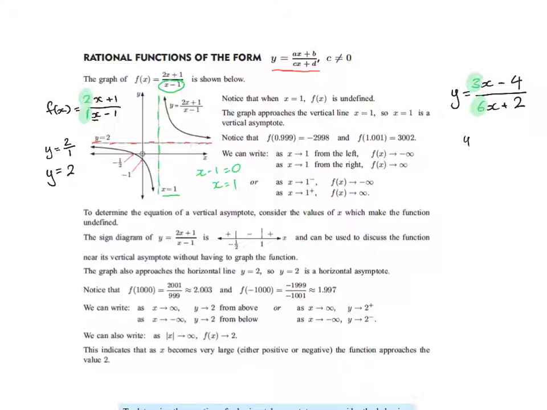Therefore, the horizontal asymptote is y equals, it's always y equals for the horizontal, 3 on 6, or in other words, a half. And you can check that by graphing it on your graphics calculator. Now, girls, let me also do a different example, such as y equals 7 over 3x minus 1.